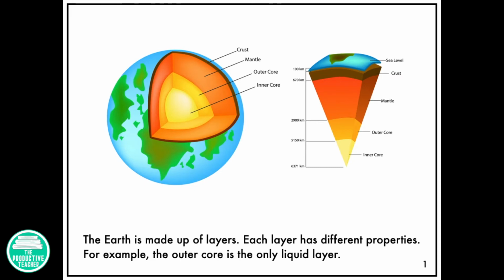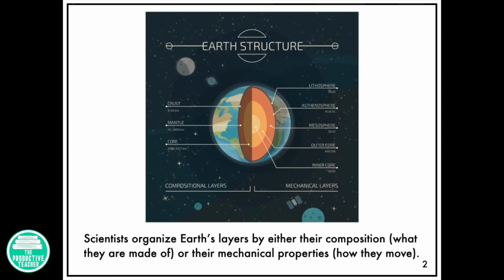The Earth is made up of layers. Each layer has different properties. For example, the outer core is the only liquid layer. Scientists organize Earth's layers by either their composition, what they're made of, or their mechanical properties, how they move.